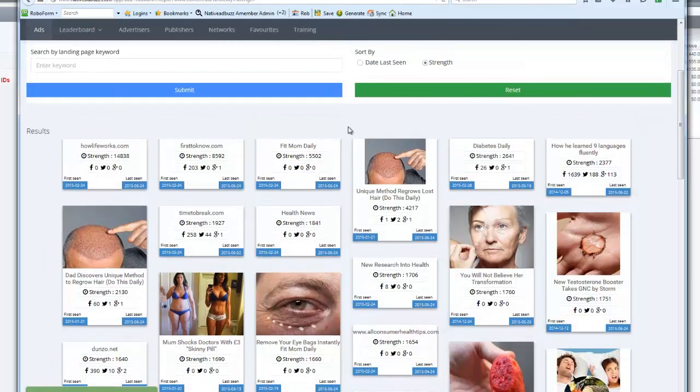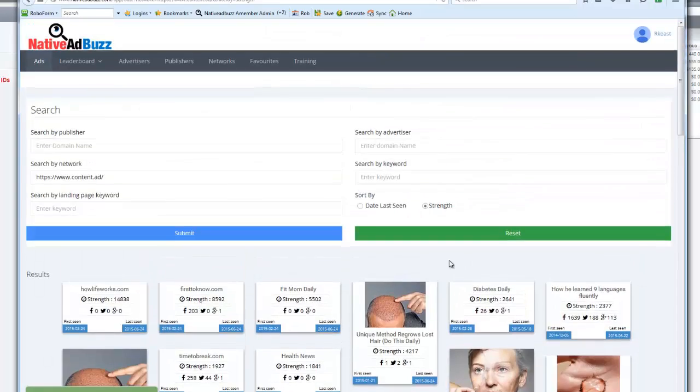But then I would sort. Yes, I've sorted by strength. So now what I might do is just search for a keyword of skin.